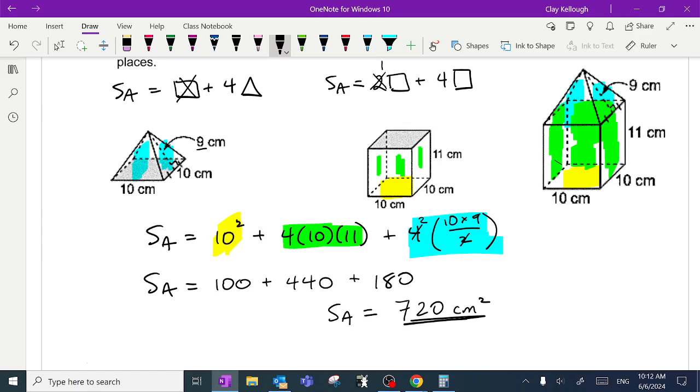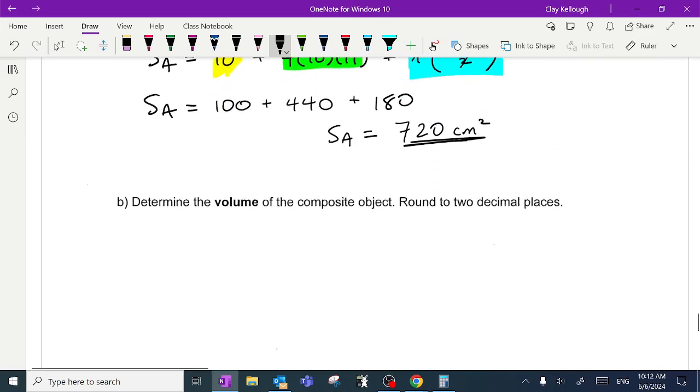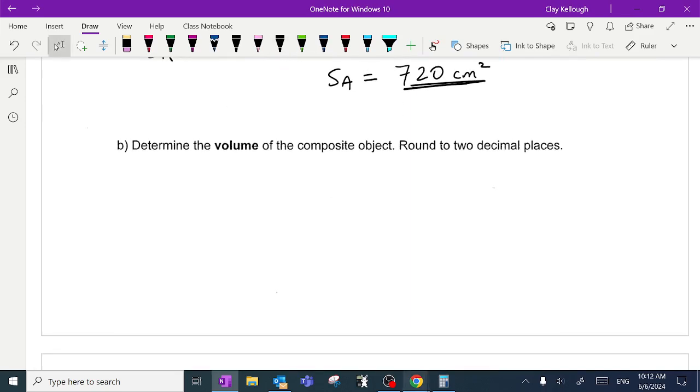Interestingly enough, volume's much easier. Do I lose any volume by gluing these together? No. I lose area. I lose this bottom area and this top area by gluing them together. But do I lose any of the space inside? No. So volume's a lot easier. The B part, the volume, is just add the pyramid to the rectangular prism. Easy peasy lemon squeezy.